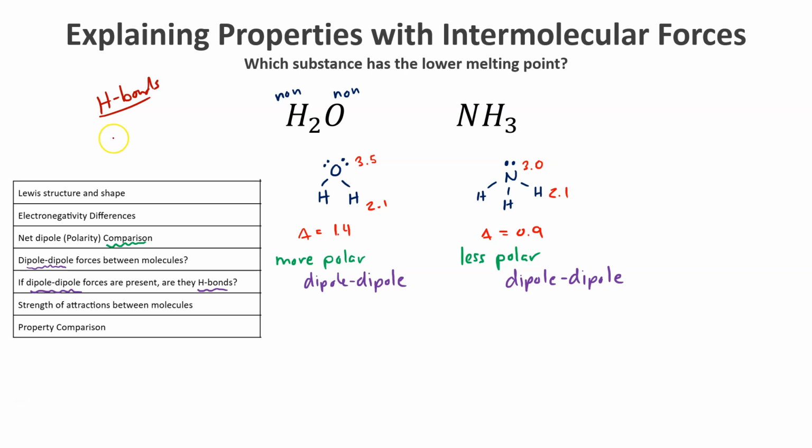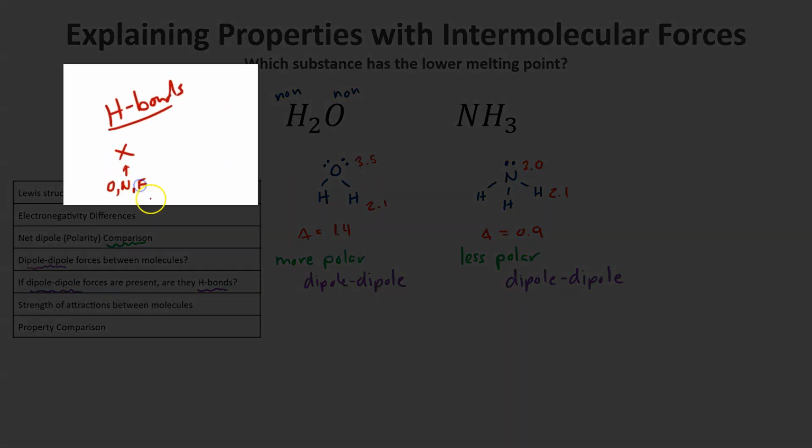So here's what you've got to have. You have to have one molecule with an element, and I'll label it X, because that X could be any one of three: oxygen, nitrogen, or fluorine. We'll just call it molecule A over here.